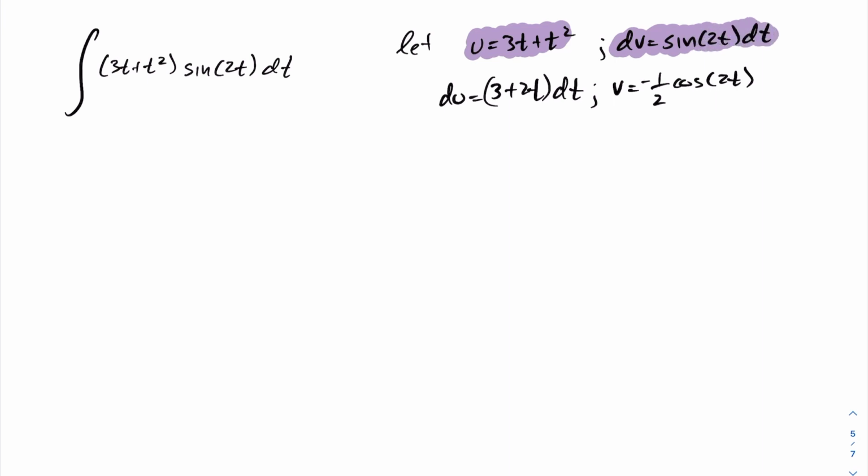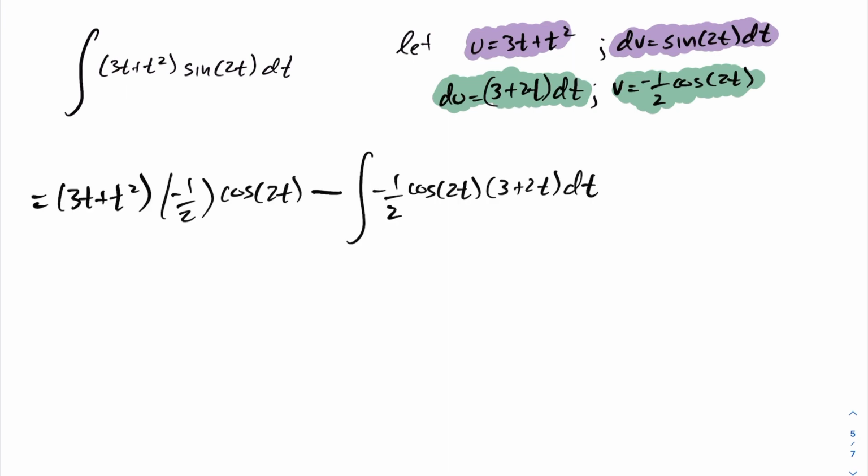If you take the derivative of u with respect to t, we end up getting that du is 3 plus 2t dt, and the antiderivative of our sine of 2t is going to be minus 1/2 cos of 2t. So let's sub that into our implicit differentiation formula, giving us the following. Substituting this in, we end up getting u times v minus the integral of v, and this is our du value right here.